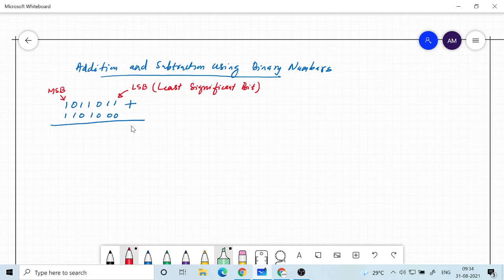So now we start our addition operation from the LSB. We add bit by bit. So 1 plus 0 is 1, 1 plus 0 again 1, 0 plus 0 is 0. Now 1 plus 1 is 1 0. 1 plus 1 is 2, but 2 in binary is 1 0. So what do we do? We keep 0 here and take a carry here, and then again we have 1 plus 1, so that is again 1 0. We have a carry here.